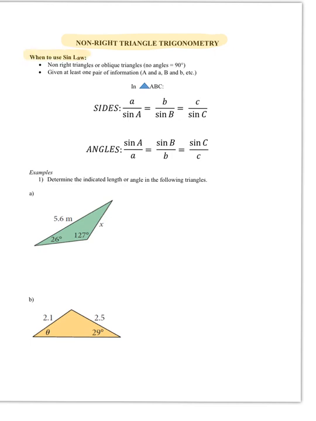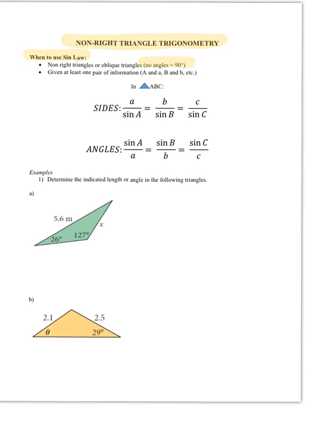So the sine law, sorry, there should be an E in there, S-I-N-E, is for non-right triangles, or what we call oblique triangles, so triangles that don't have a 90-degree angle. And you need to be given at least one pair of information. So either an angle and its side across from it, and then one other thing.